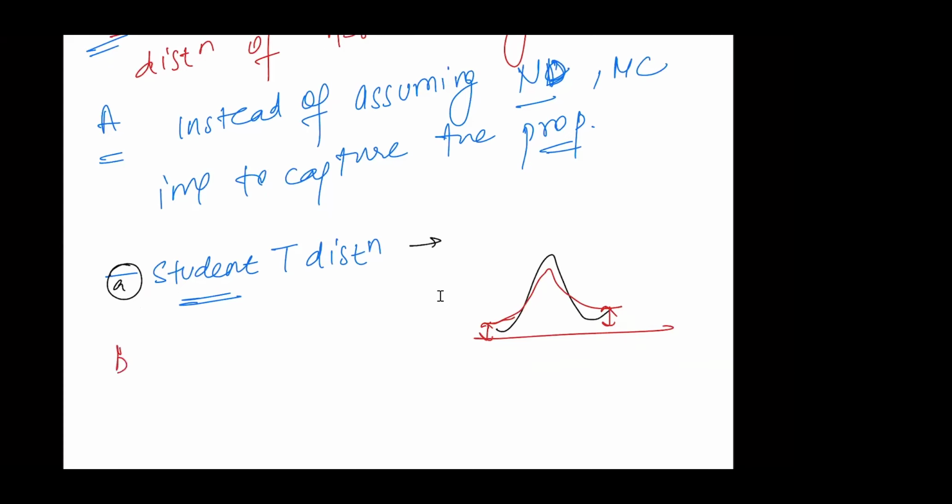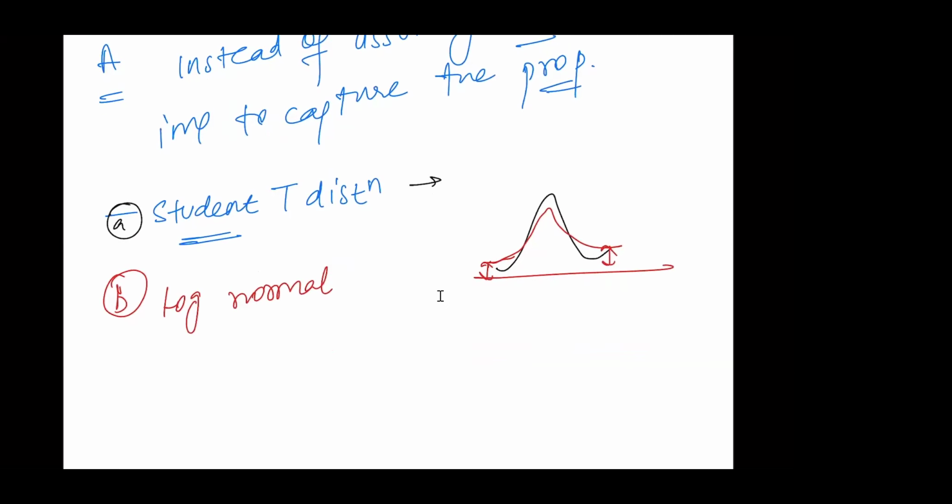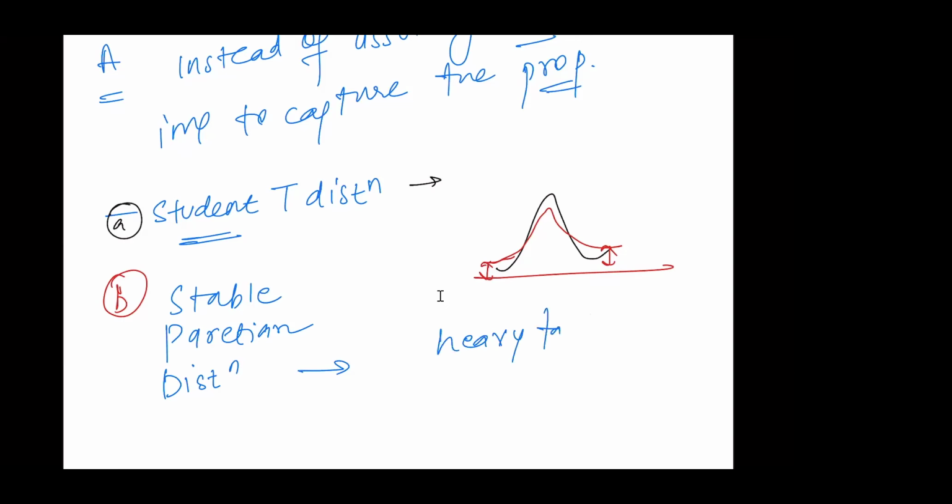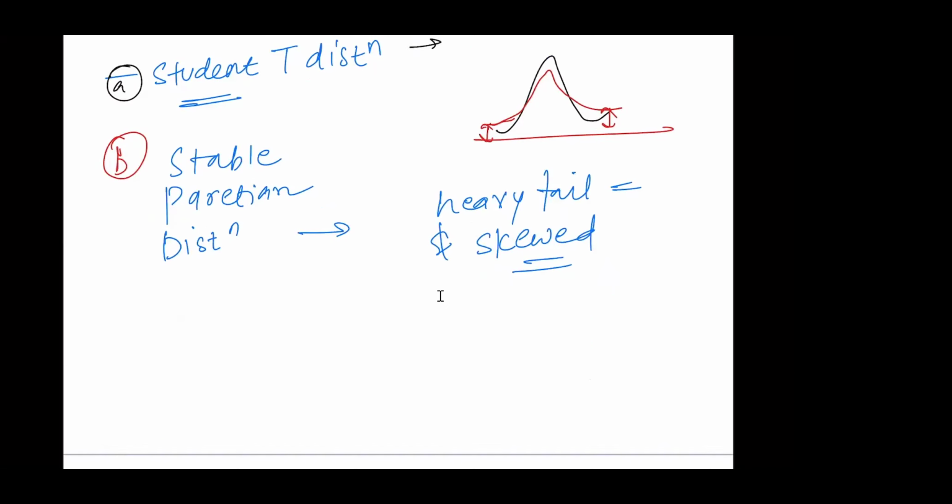Similarly, we can also take some other distribution, let's say log normal distribution, or let me pick another one, which is the stable Paretian distribution. You can use this distribution specifically for heavy tails, and if the returns are highly skewed, if these are the two conditions, then you can use the stable Paretian distribution for modeling your asset. Of course, you have a lot of distributions that you can explore, but this is one of a few ways in case your distribution is not normal.